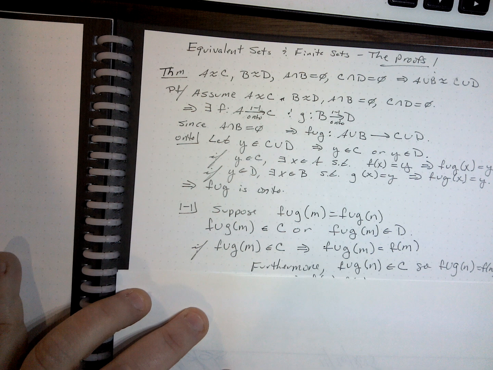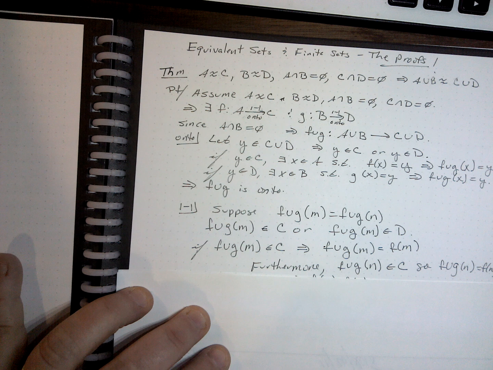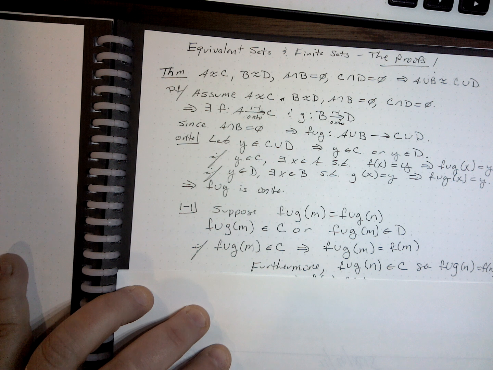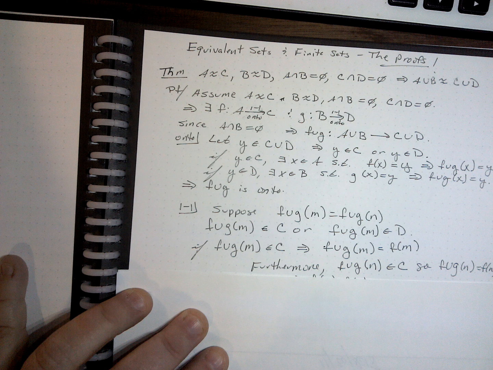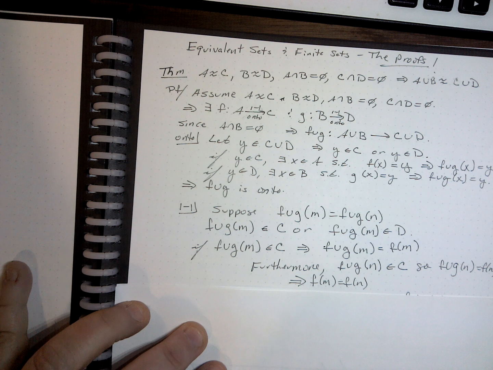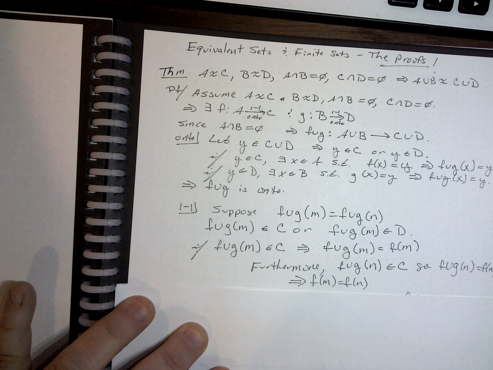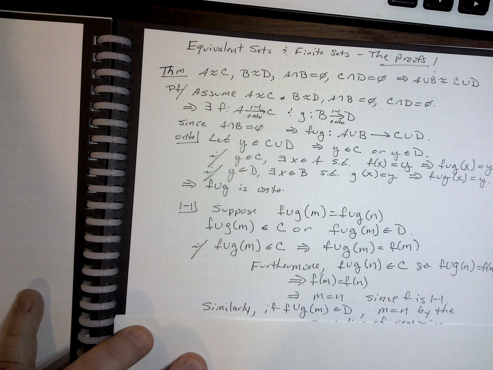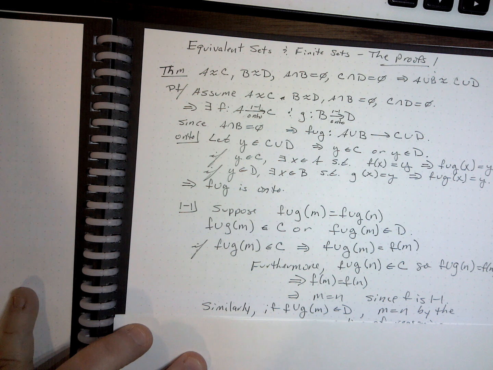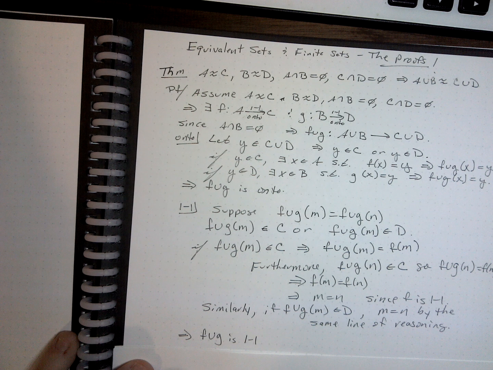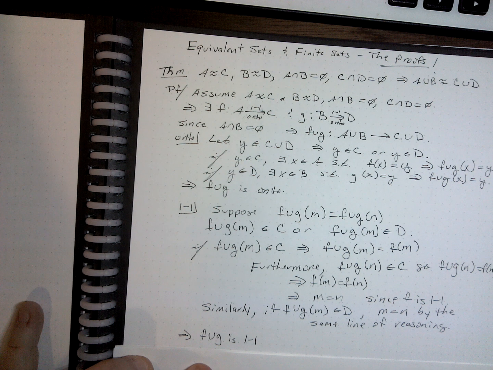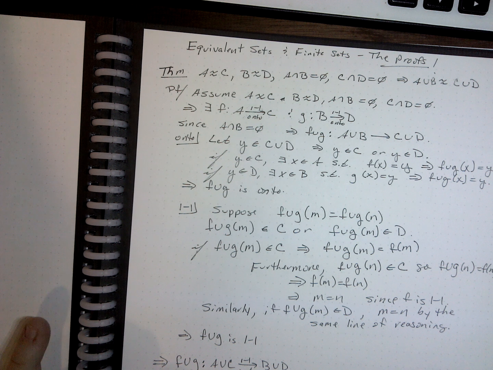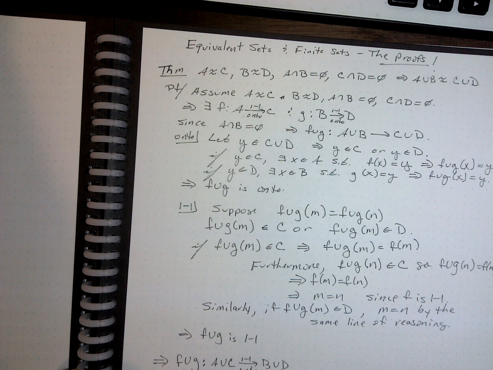I also know that F union G of N must be in C since they're equal, so F union G of N is F of N. Now I can say that F of M equals F of N, and since F is 1 to 1, M equals N. Similarly, I can do the same thing if F union G of M is in D. Go through the same steps but use G instead of F. Therefore, I have F union G is 1 to 1, which means I have a 1 to 1 mapping from A union B to C union D, which means they're equivalent.